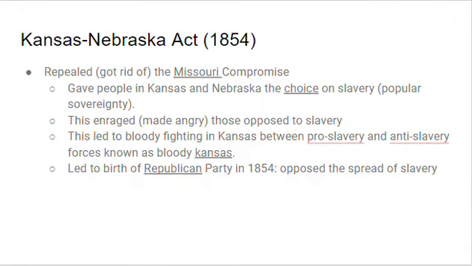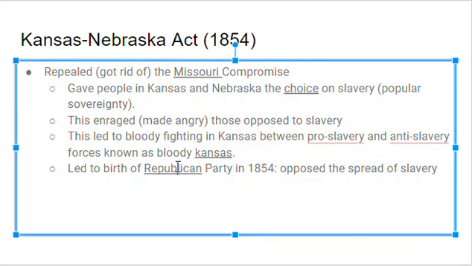And the last one is called the Kansas-Nebraska Act. And this repealed, got rid of the Missouri Compromise. And it gave people in Kansas and Nebraska the choice on slavery, which is popular sovereignty. And this enraged, which means made angry, those opposed to slavery. So people who are against slavery were very upset about the Kansas-Nebraska Act. And this led to bloody fighting in Kansas between pro-slavery and anti-slavery forces known as Bloody Kansas. And it led to the birth of the Republican Party in 1854, which opposed the spread of slavery.